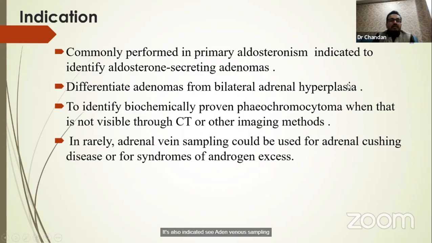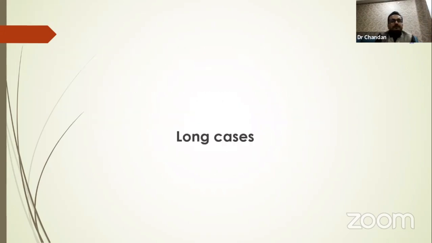Adrenal venous sampling is also indicated to identify biochemically proven pheochromocytoma when no lesion is visible on other imaging modalities. It is rarely indicated nowadays for adrenal Cushing disease or the syndrome of the androgen axis. Frequently it is referred for diagnosis if the biochemical findings indicate a functioning adenoma, but the CT and MR pictures appear normal. This is also important.